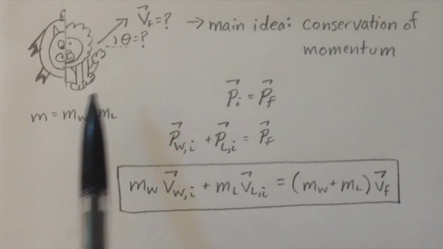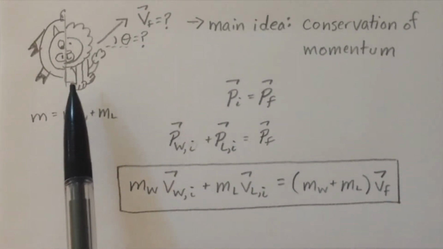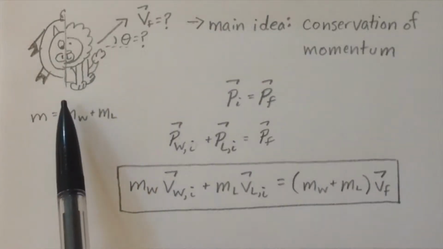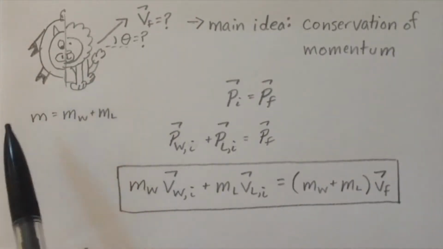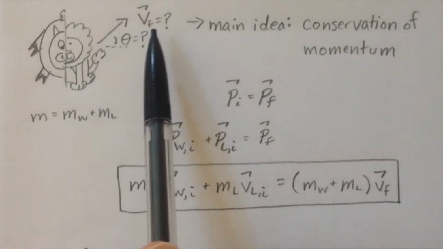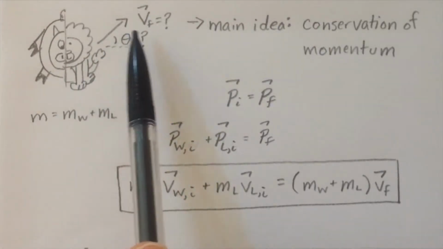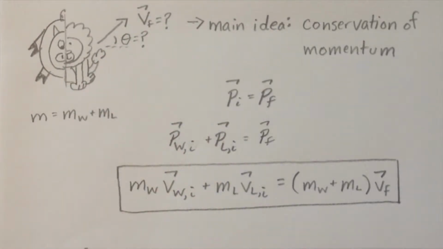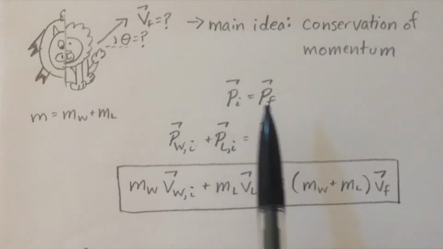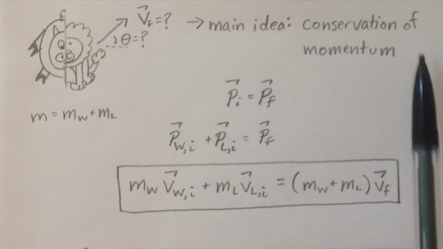A lioness was chasing a warthog and finally caught the warthog, and now the two are sliding together in some direction. We're asked in this problem to figure out how fast the lion-warthog object is going and in what direction.